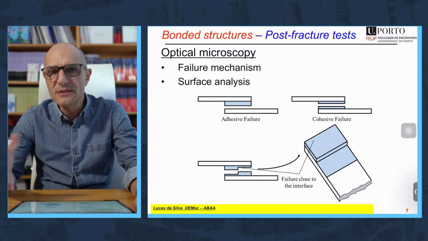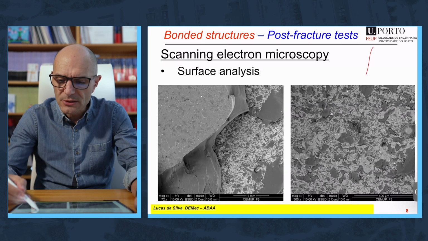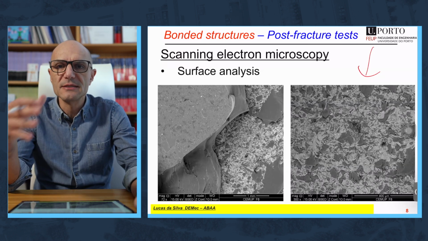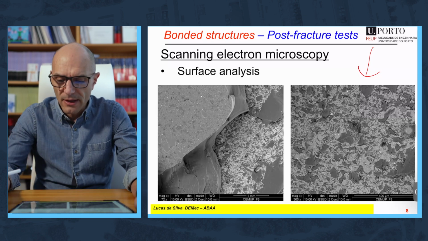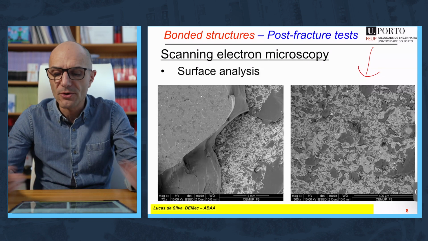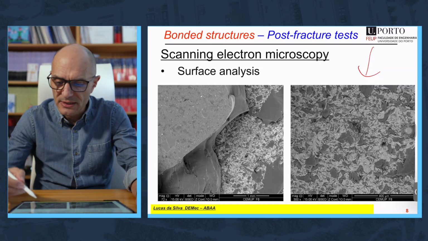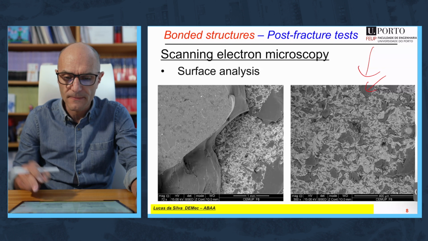Sometimes the failure is close to the interface and we are not sure if it's really adhesive failure. It's good to check the surface in a scanning electron microscope to make sure that in fact it is adhesive or not. In this case, it's a typical case where we have a hybrid or a mixed failure, adhesive, cohesive. There are still marks of adhesive at the surface of the substrate.